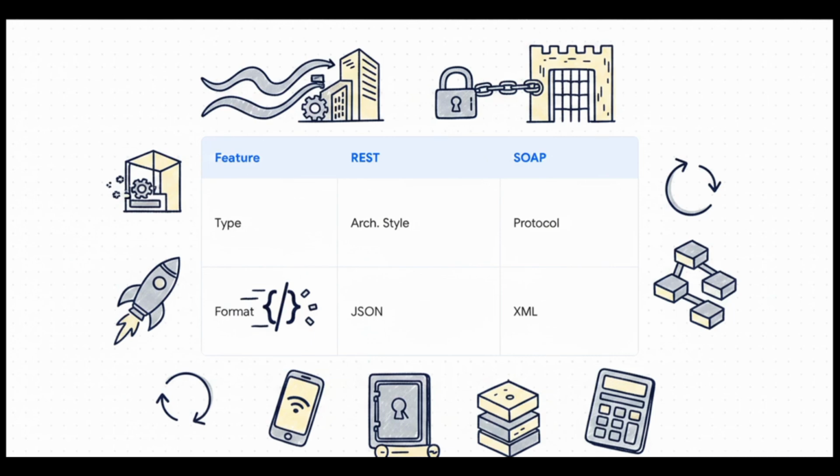SOAP is basically perfect for legacy enterprise environments. Think global banking applications or high-level telecom infrastructure, where a single miscommunicated byte could trigger an absolute disaster. It's really a matter of priorities. One prioritizes speed and scalability, while the other prioritizes ironclad structure and guaranteed delivery.